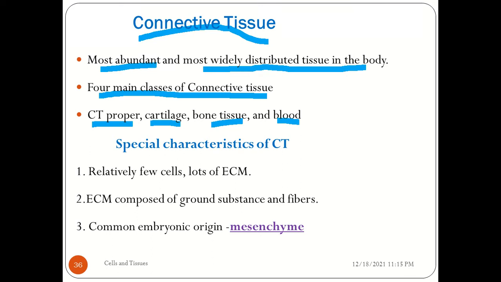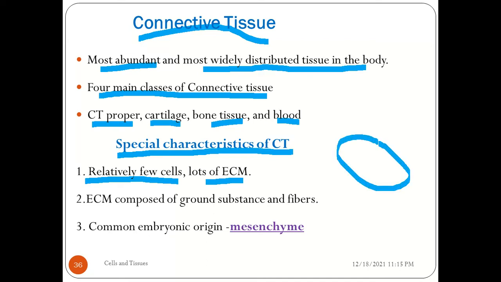The other section is special characteristics of connective tissue. Special characteristics means the conditions which differentiate it from the other types of tissues. The first is relatively few cells but lots of extracellular matrix. For instance, cells are few, but the extracellular matrix is abundant.